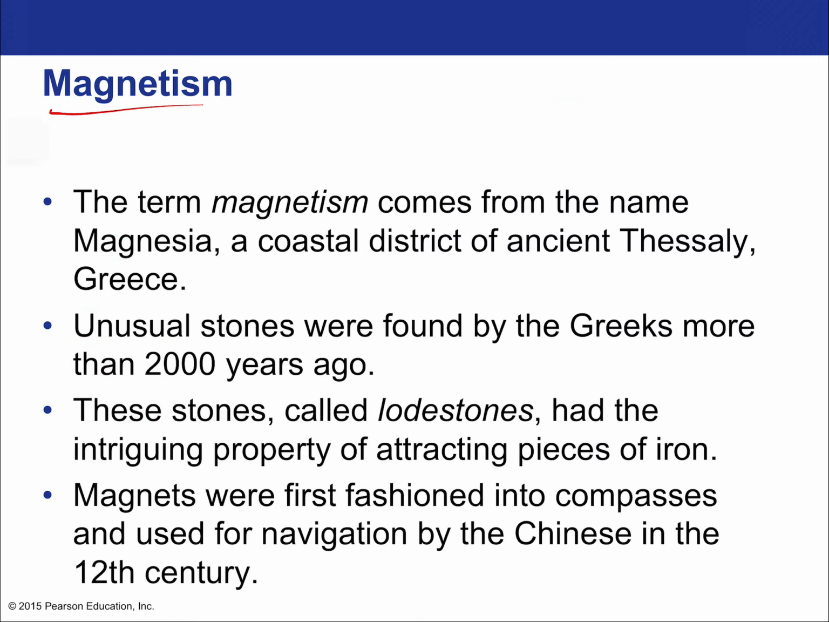And these stones, called lodestones, and that's popular in the mythology of alchemy, the idea of the lodestone, had the intriguing property of attracting pieces of iron. Magnets were first fashioned into compasses and used for navigation by the Chinese in the 12th century. So, a fascinating history of people being, of course, very curious about this phenomenon of magnets and magnetic forces seeming to exist naturally in certain rocks.